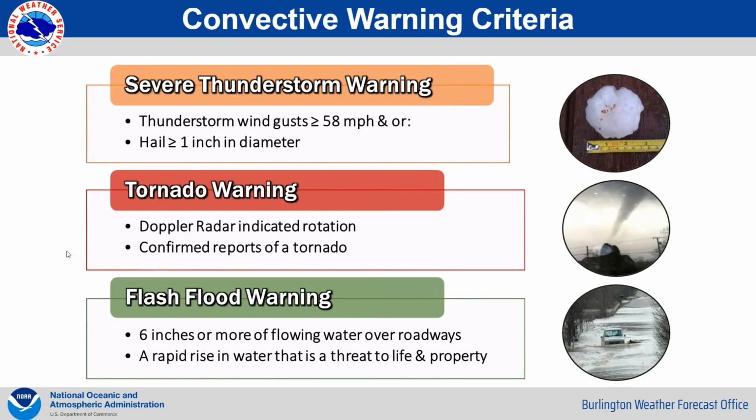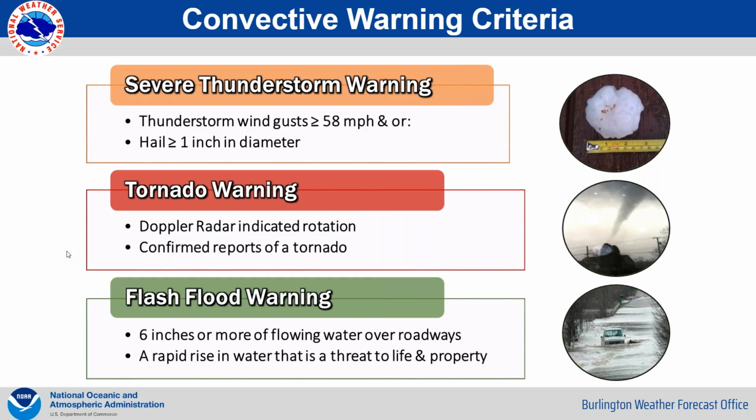So let's go over what our warning criteria is. A severe thunderstorm warning is issued for thunderstorms that could produce wind gusts in excess of 58 miles per hour. Since we have so much terrain around here, typically we're going to be looking for downed trees or power lines in those situations. Sometimes you can get wind gusts as low as 50 that will topple trees and power lines. The other criteria is if hail is falling that's greater than 1 inch in diameter.